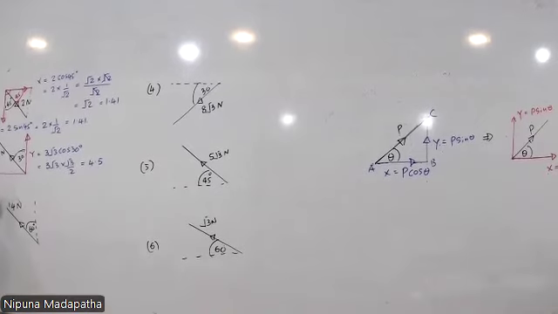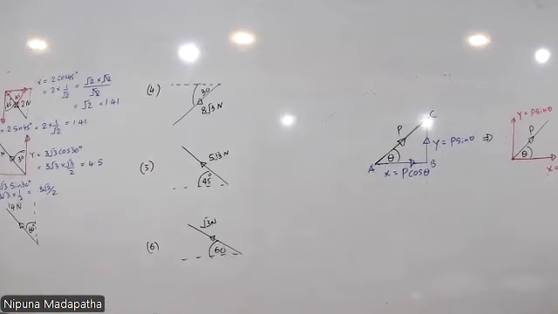The x component is 3 root 3 sin 30. Sin 30 is half. So it is 3 root 3 over 2. Simplify it.